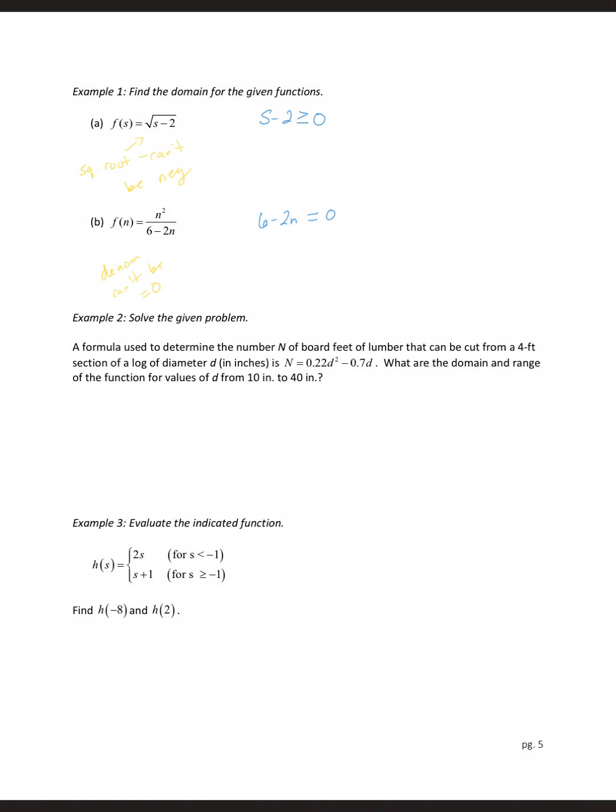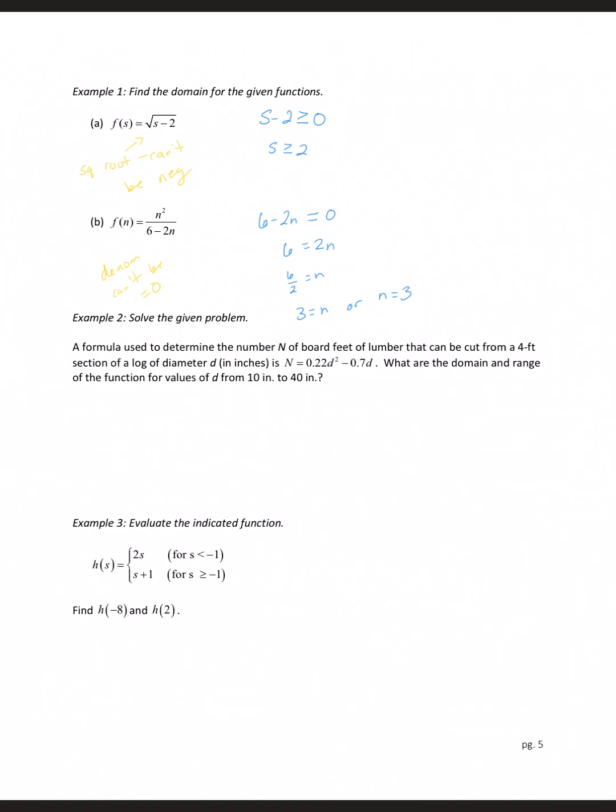So now what I'd like you to do is go ahead and solve this inequality and this equation to find what values we need to be working with. So go ahead, pause the video, and calculate those. So now when we solve the first one, we just need to add a 2 to both sides so we get s is greater than or equal to 2.